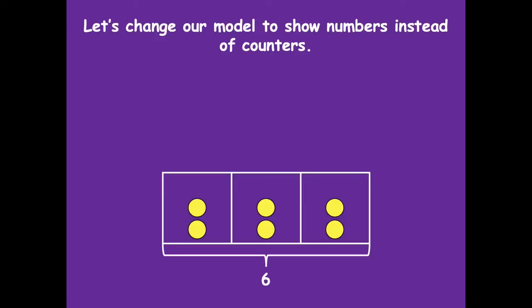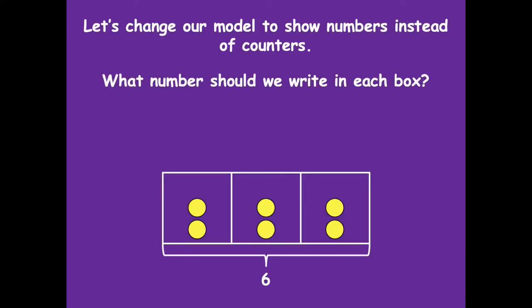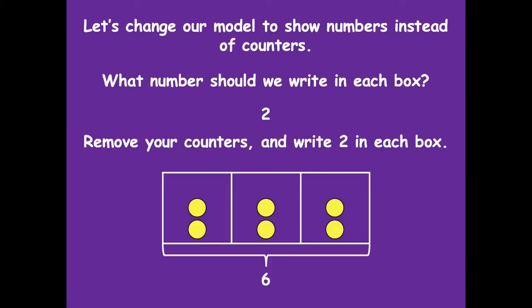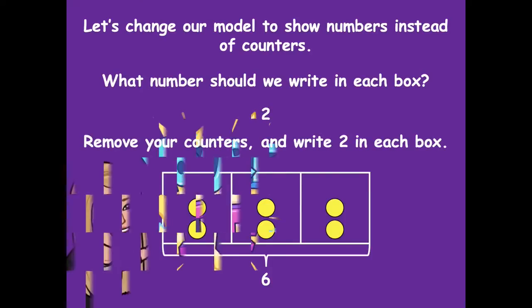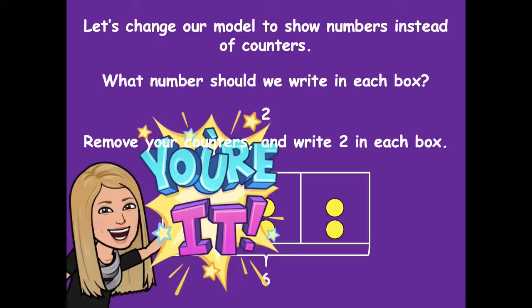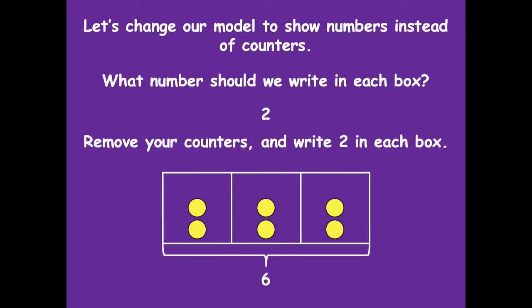Let's change our model to show numbers instead of counters. So what number should we write in each box? Well, how many counters are in each box? We had 2, so we would write 2 in each box. Go ahead and remove your counters and write 2 in each box. So pause the video, remove your counters and write in the numbers, and then click play when you're ready for the next step. All right, so I'm going to remove these and put in my numbers.